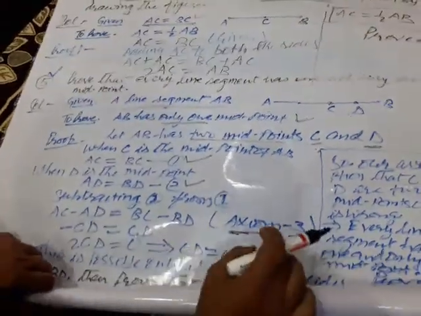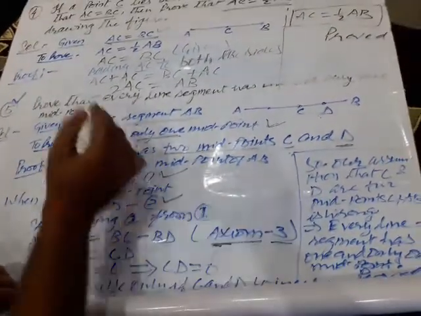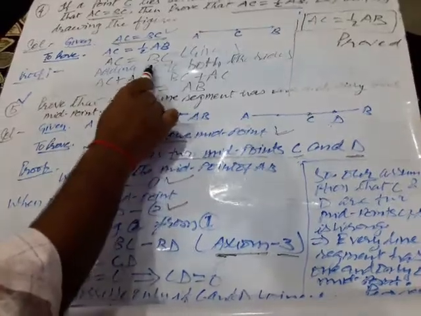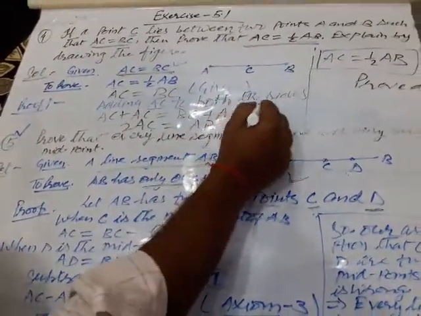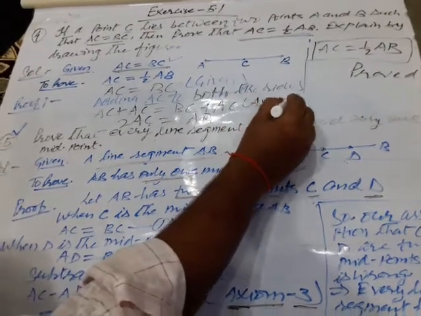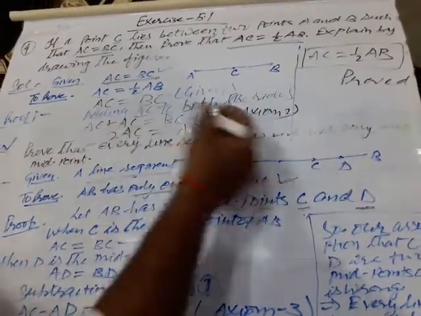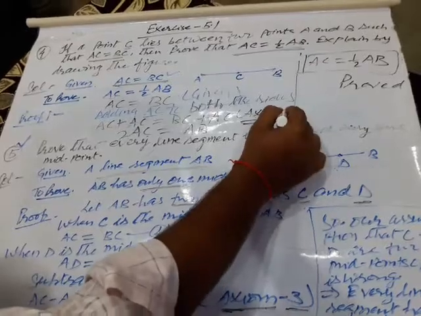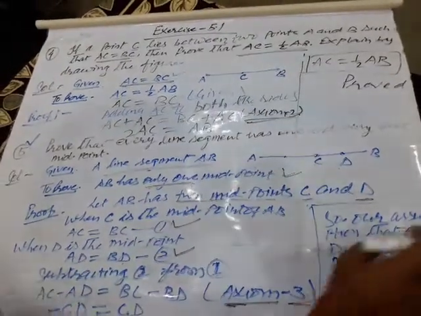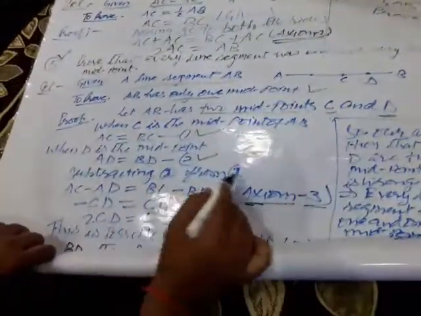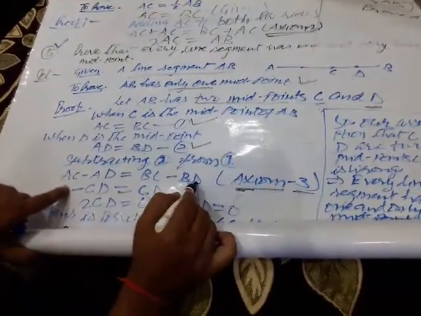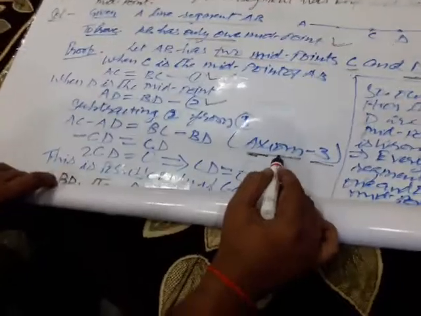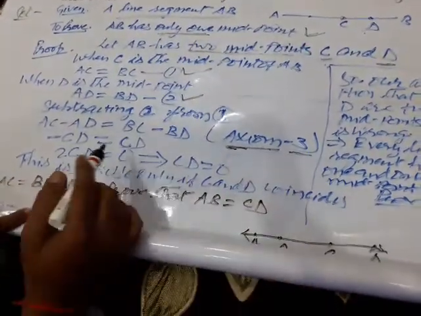Here children, I would like to tell you, if equals are added to the equals, then the results are equal. Which axiom of Euclid is this? This is axiom 2, used in question number 4. Now subtracting 2 from 1, that is AC minus AD equal to BC minus BD. That is axiom 3. If equals are subtracted from equals, then the remainders are equal.